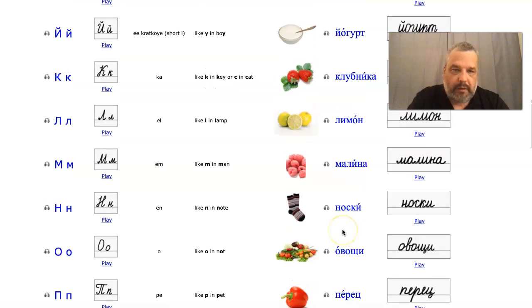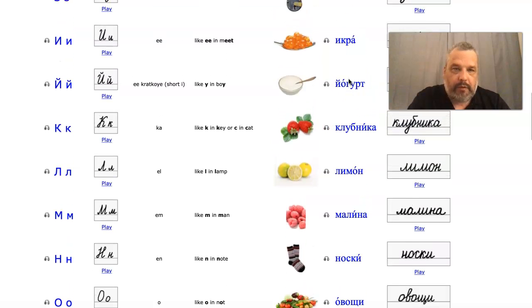Okay, so this is M A L E N A, Malina, Malina. Okay, and then L E M O N, limon, limon. Okay, notice how the accent is on the O, therefore we say O, limon. Okay, and then let's go up here.